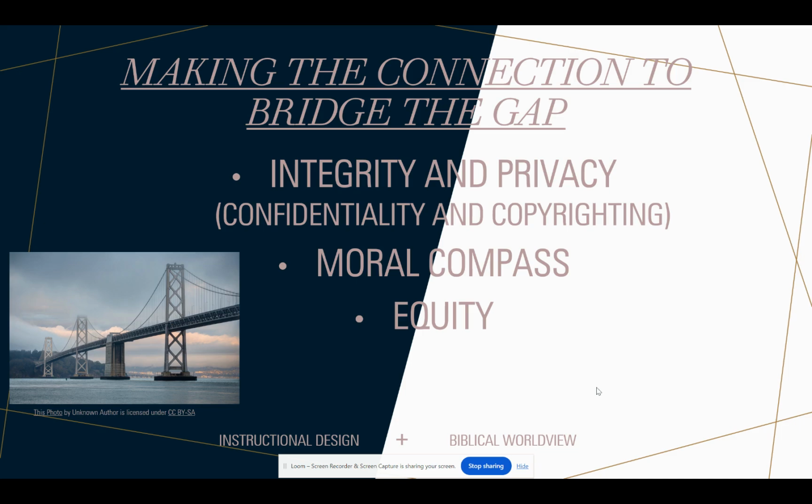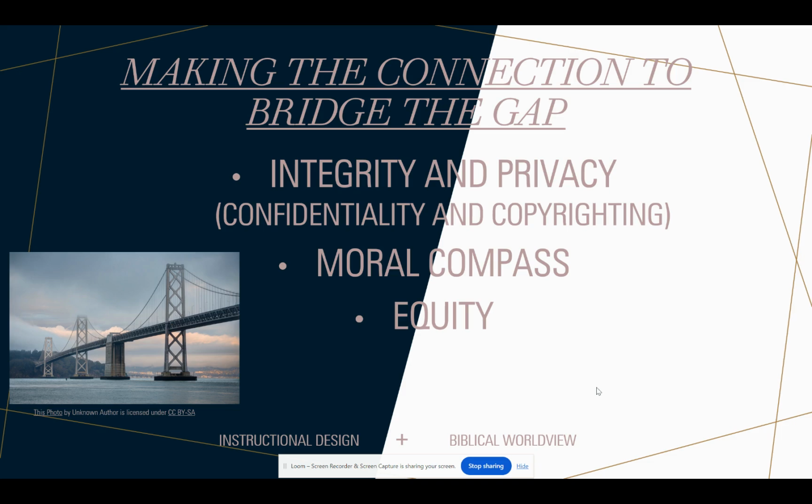Now it's time to make the connection between instructional design practices and biblical worldview as it relates to ethics. We're going to bridge the gap between the two of those. When I think of ways that we could bridge the gap, I think of the following topics: integrity and privacy, which includes confidentiality and copyright; what I refer to as a moral compass, which is how you make decisions; and equity, providing equitable experiences for all through your instructional design and through a biblical worldview as well.